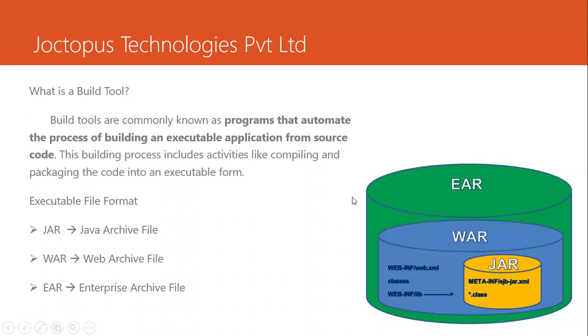Got my point, guys? The build tools are mainly used for compiling the source code, and once the compilation of the source code completes, they generate some kind of output, meaning an executable file. The executable file can be in any one of these formats: JAR, EAR, or WAR. JAR stands for Java archive file. WAR stands for web archive file. EAR stands for enterprise archive file.